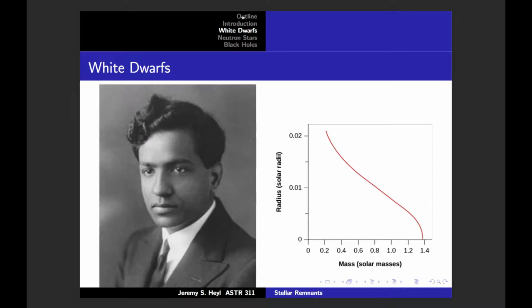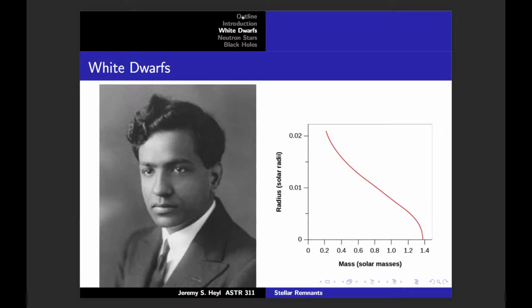So the first thing to talk about are the white dwarfs. So the white dwarfs, you've seen them in your color magnitude diagram. They live down in the corner, the bottom left corner. They're hot, but they're faint, much fainter than a main sequence star. And that's because they're really small. So this is the person named Chandrasekhar who first thought in detail about white dwarfs.